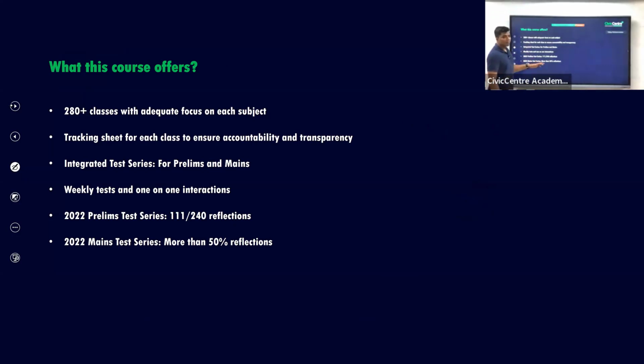Yeah, briefly speaking, before going into our current affairs aspect, in this particular course, which will be lasting for almost 6 months, we'll be giving you 280 plus classes, with each subject having certain focus. For example, polity and governance, we'll be covering in 35 classes. Okay, current affairs we will be covering in 30 classes.